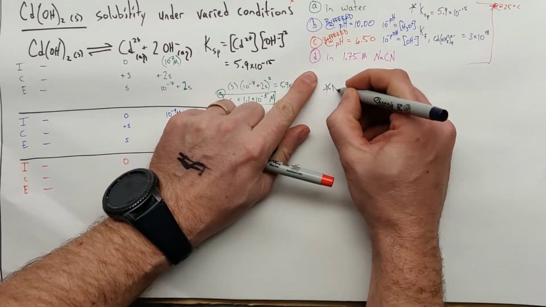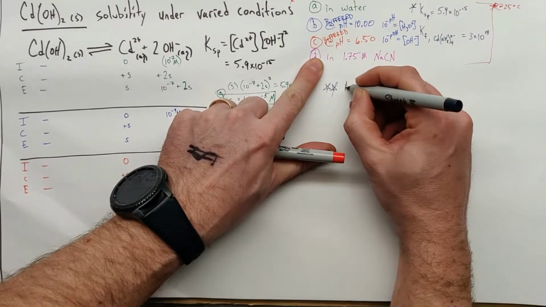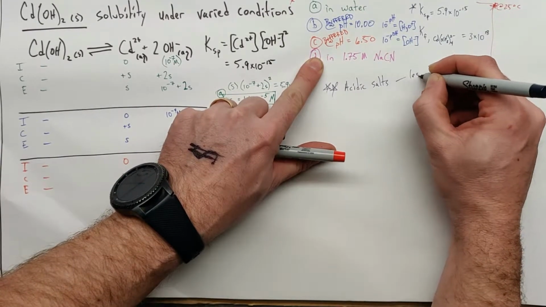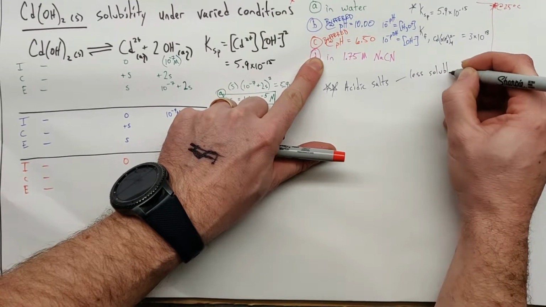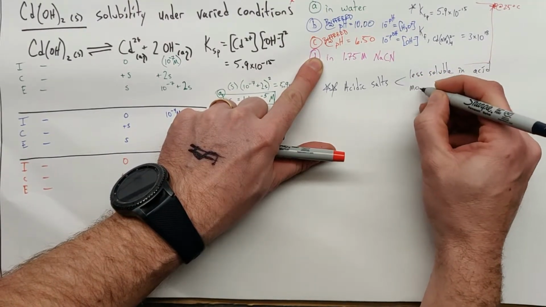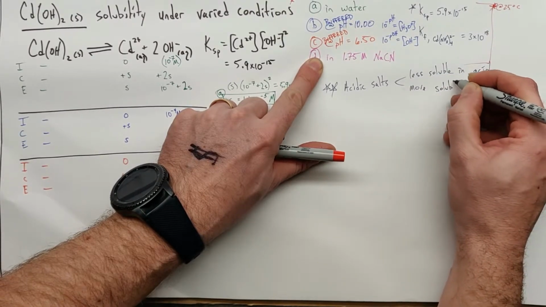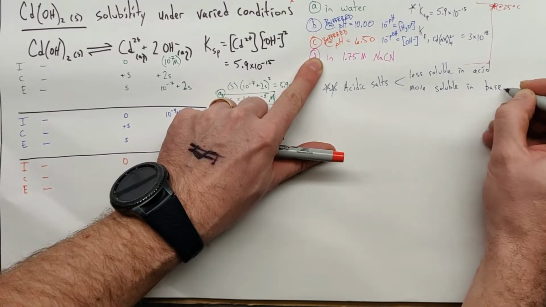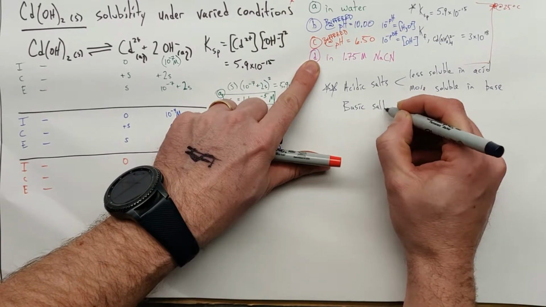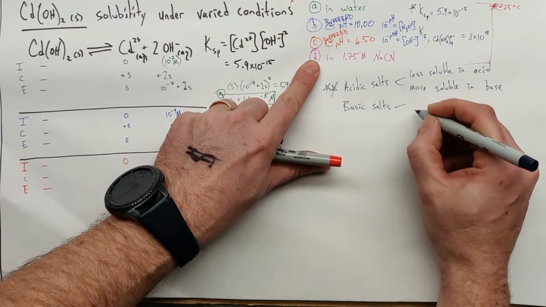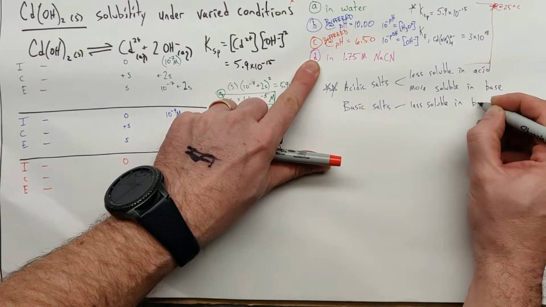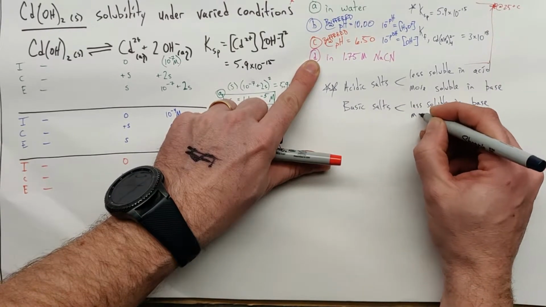A nice rule is that acidic salts are less soluble in acid, due to that common ion effect, and more soluble in base. Correspondingly, basic salts have the opposite trend. They are less soluble in base and more soluble in acid.